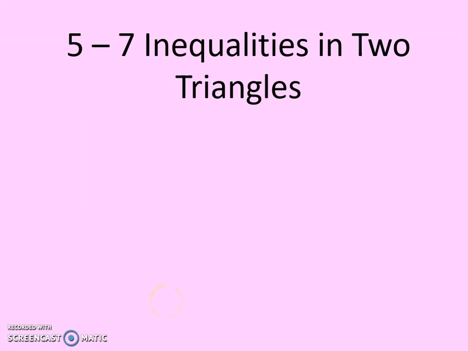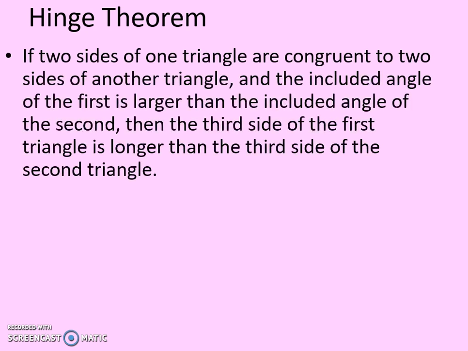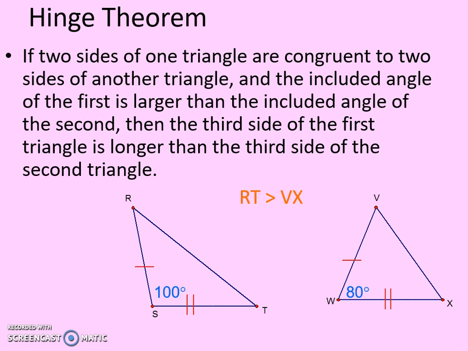Inequalities in two triangles. Hinge theorem. The hinge theorem means if two sides of one triangle are congruent to two sides of another triangle, and the included angle of the first is larger than the included angle of the second, then the third side of the first triangle is longer than the third side of the second triangle. So let's see what that means.